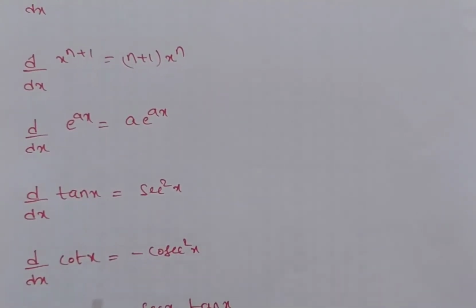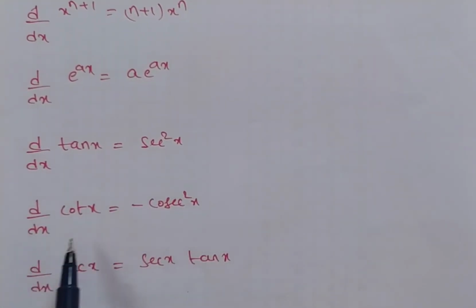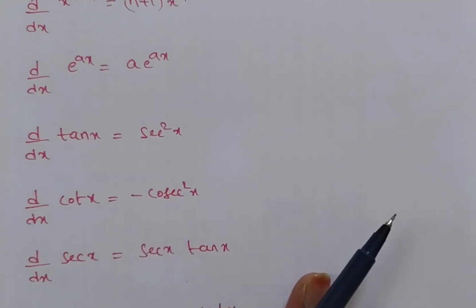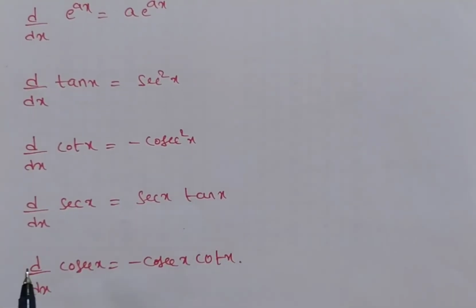Now, derivative of tan x is secant square x. Derivative of cot x is minus cosecant square x. Derivative of secant x is secant x into tan x. Derivative of cosecant x is minus cosecant x into cot x, we have.